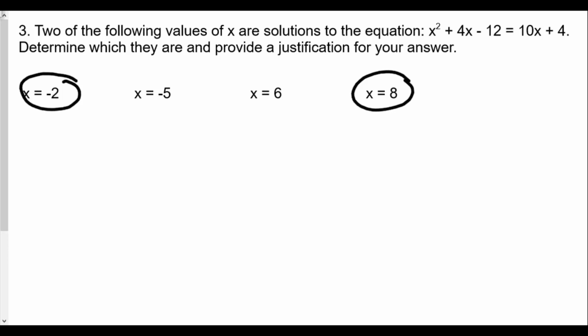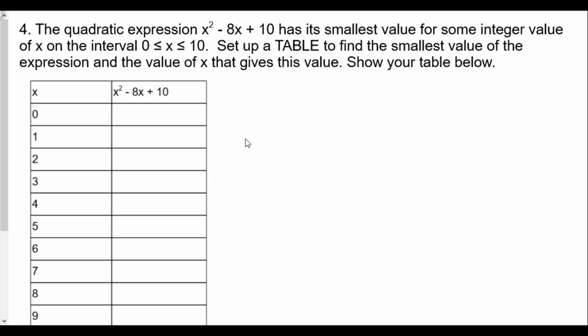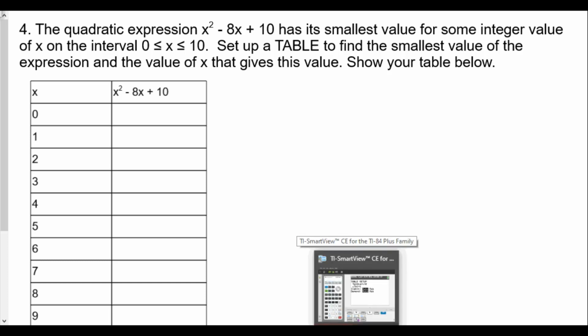Now for number 4. The quadratic expression x squared minus 8x plus 10 has the smallest value for some integer of x on the interval from 0 to 10. Set up a table to find the smallest value of the expression and the value of x that gives its value. Show your table below. Okay, so let us now fill it in our calculator.